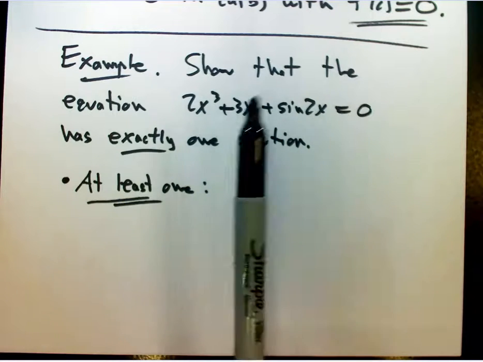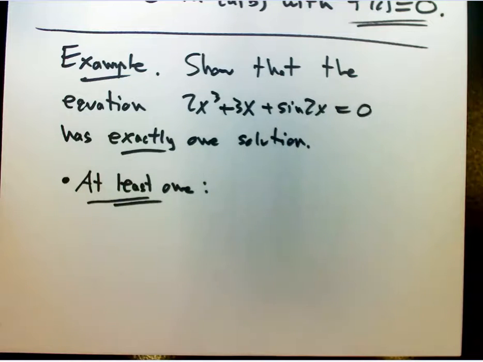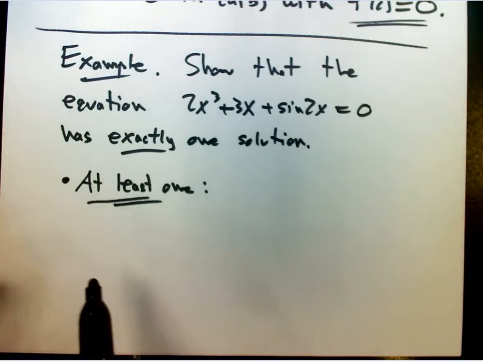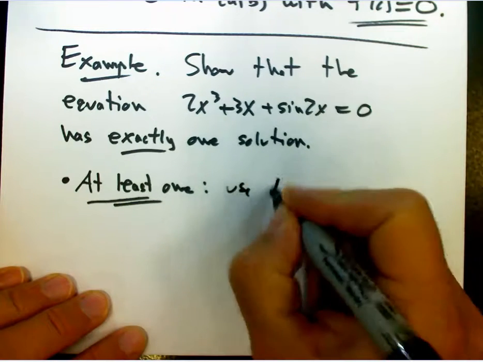But we can actually be sure of the number of solutions. We can actually show that there's exactly one solution to this guy. And one of the tricky things here is that to show exactly one is often two things. Often you show that there's at least one, but then you separately, with a different tool, show that there's at most one. So for at least one, we're going to use IVT.